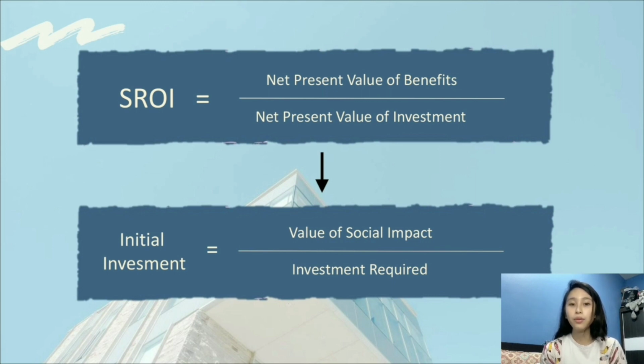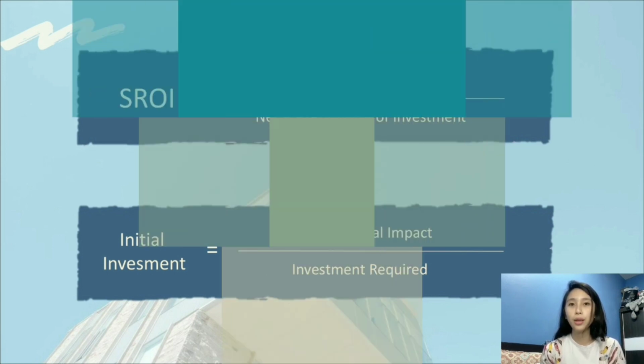So it shows value creation based on the initial investment, which can be calculated by dividing the social impact value by the investment required. Through this ratio, an organization can give a simple and clear indicator of their value to stakeholders.